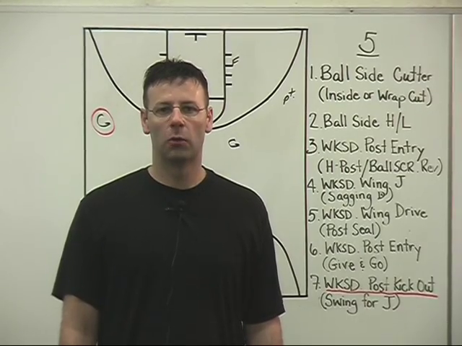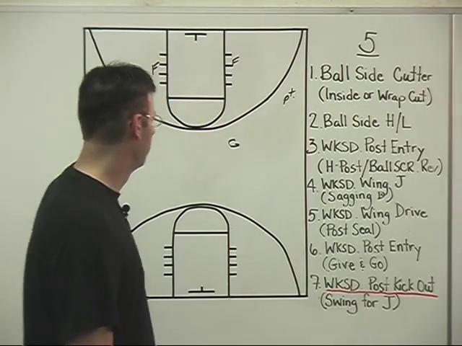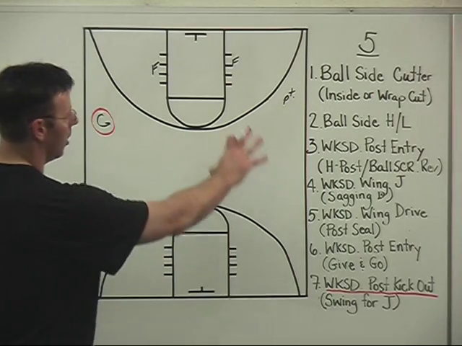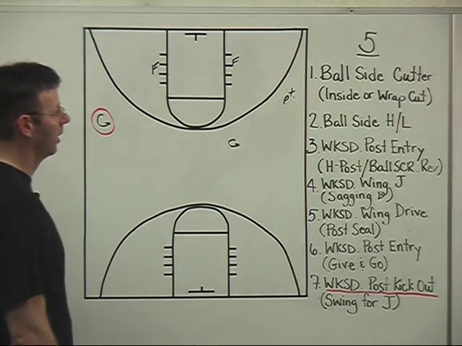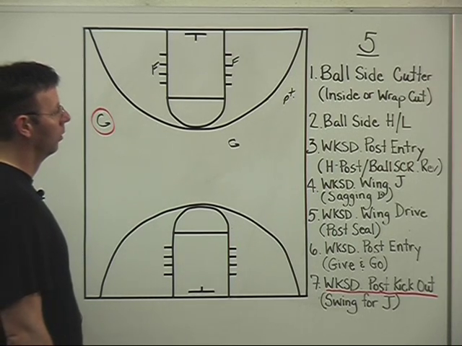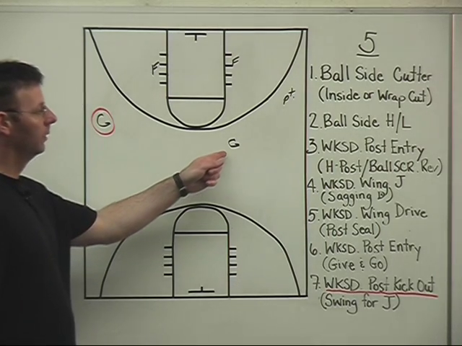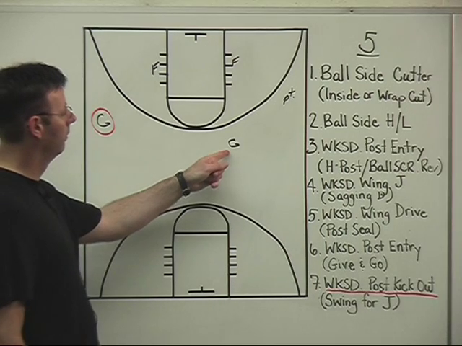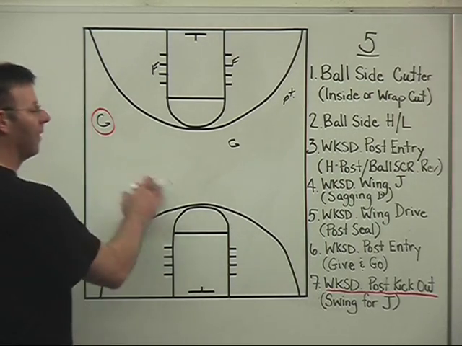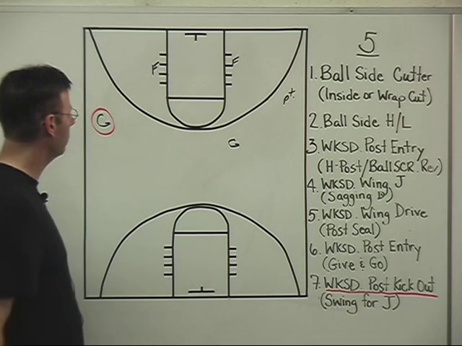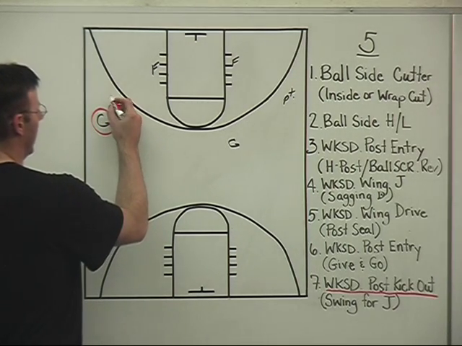Last action sequence for our play number 5 handoff series. We're going to assume that our ball side action has taken place on our wrap cut or our inside cut. We're going to assume that we swung the ball through a fire along the lane line. We've gotten the ball to the weak side. We make our post entry pass.